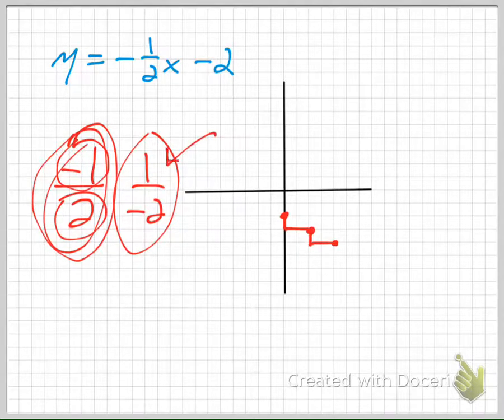Now let's do this one. That would be up 1 and then to the left 2. You see that it's still on the same line. It doesn't matter. Does that make sense? Yes. You guys graph one of these for me.